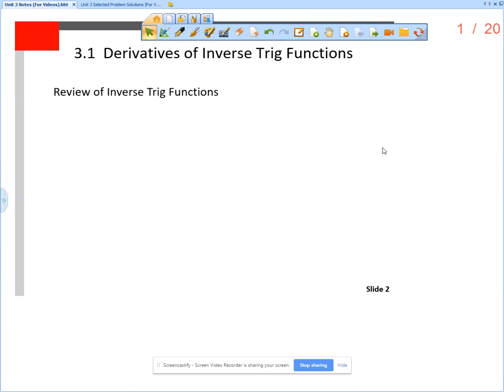This is the video for the notes on section 3.1, slides 2 through 5. So section 3.1, we're talking about derivatives of the inverse trig functions.